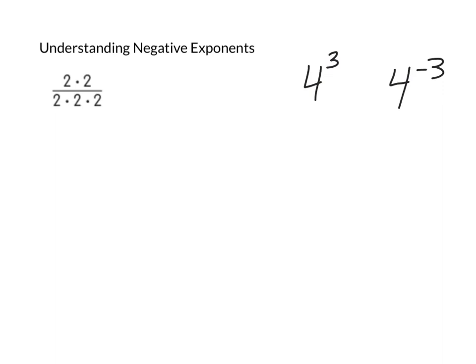2 times 2 divided by 2 times 2 times 2. If I were to write this using exponents, I would say the top part, the numerator, would be 2 to the power of 2, and the denominator would be 2 to the power of 3. According to our rule for division, when you're dividing, you have to subtract the exponents. So 2 to the power of 2 divided by 2 to the power of 3, I would do 2 minus 3. And that would give me 2 to the power of negative 1. There's our negative exponent. 2 to the power of negative 1.